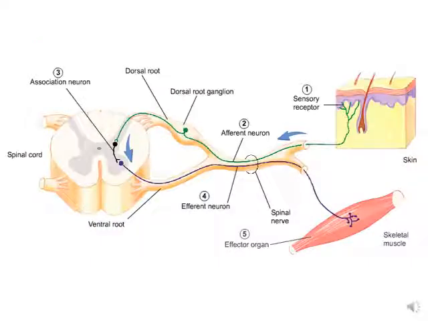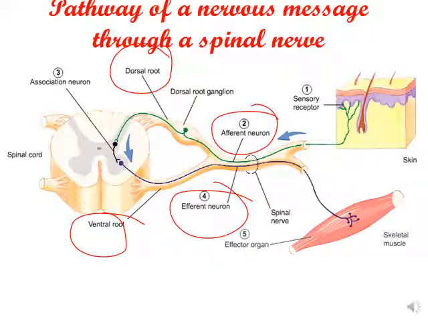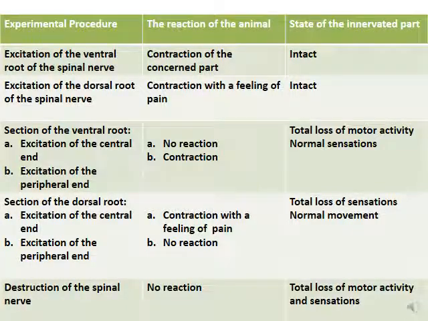Okay, so here we have the figure. We are going to talk specifically about the dorsal root and the ventral root. The dorsal root contains afferent fibers, the ventral root efferent. Efferent is motor, afferent is sensory. This is the pathway of the nervous message through a spinal nerve. We have this experiment, which is a very important experiment in grade 10 biology and in the nervous system. This is one of the most important experiments.